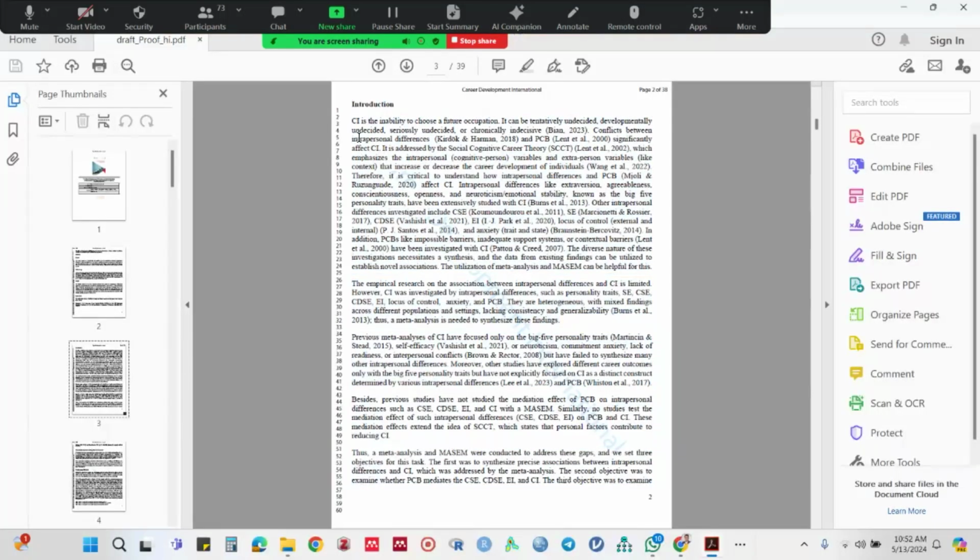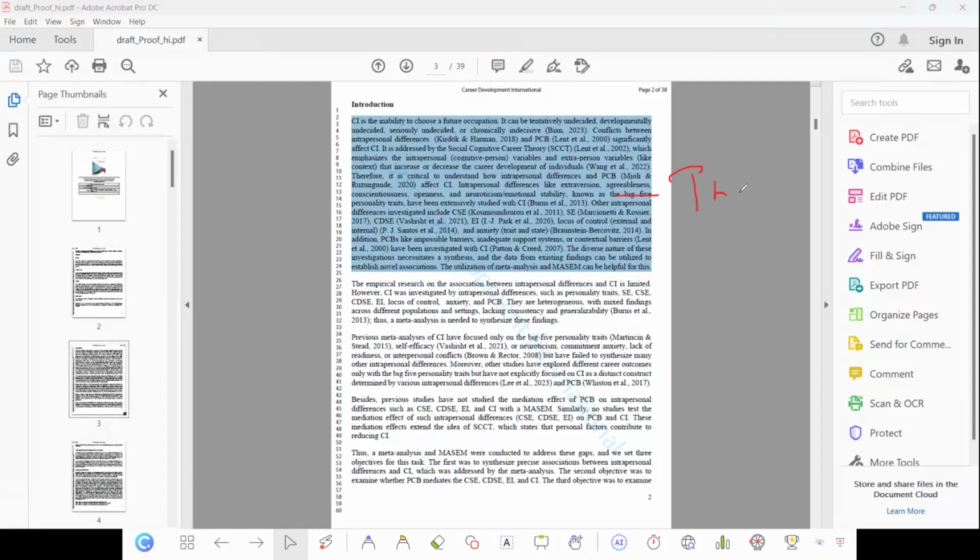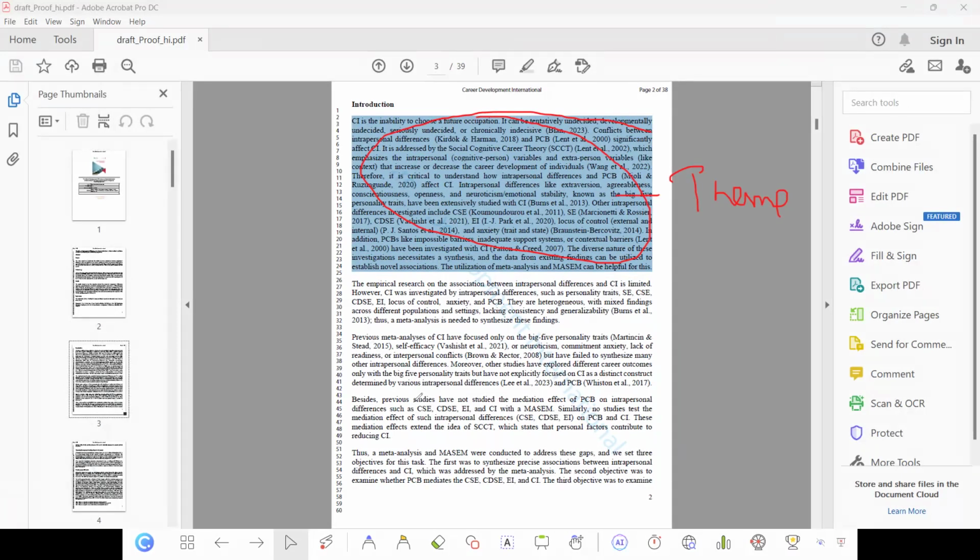Suppose this is the paragraph that I have recommended to you. Right? So simply try to understand what this paragraph highlights. What is the main theme highlighted in this paragraph? What is the main theme of this entire paragraph? What is the main idea? Theme or idea? Idea.